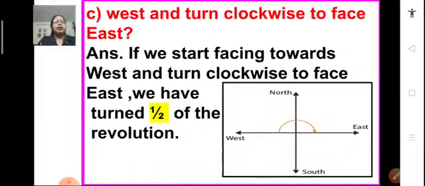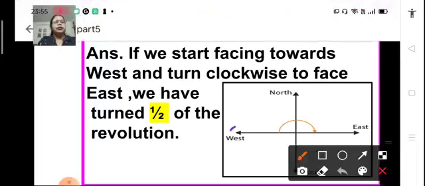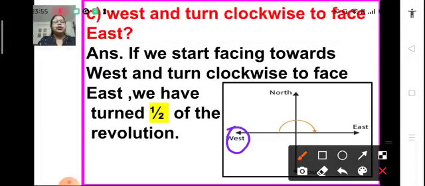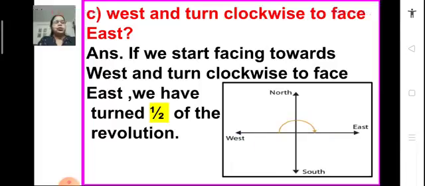And C, if you are facing west and turn clockwise to face east, that means if you are here in the west and you turn to face east, what part of a revolution have you taken? You have turned through a 180 degree angle or straight angle, that means you have taken half of the revolution.